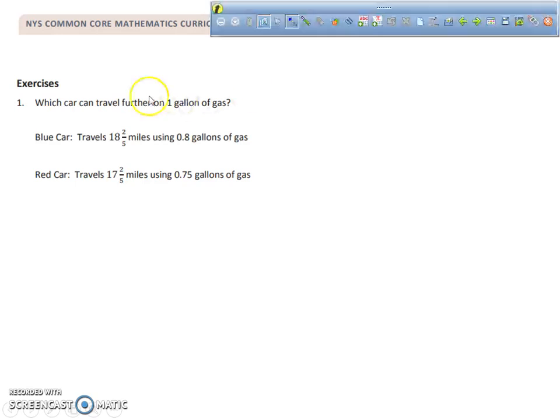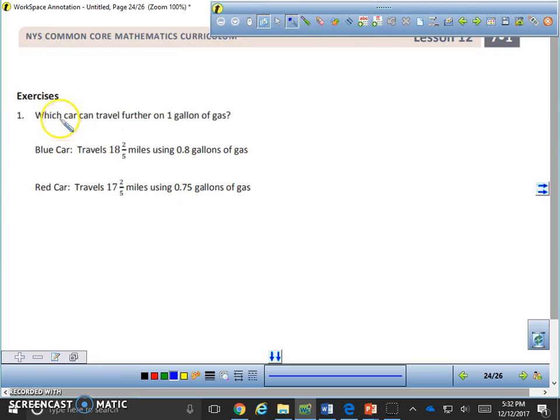Exercise 1. Which car can travel further on 1 gallon of gas? We have this blue car that travels 18 2/5 miles using 0.8 gallons of gas. This red car that travels 17 2/3 miles using 0.75 gallons of gas. Okay, so we're going to compare them using their unit rates.